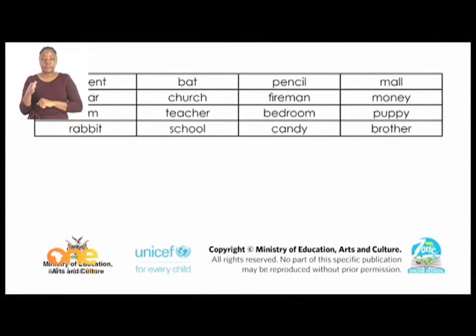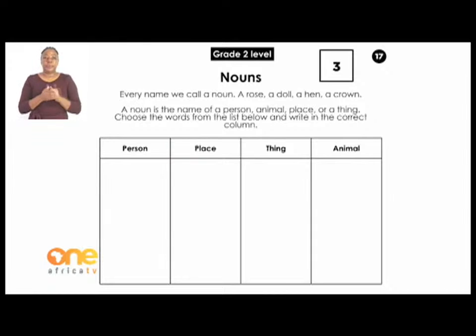We have the word pencil. Let's see. A pencil can't be a person. A pencil can't be a place. I don't think so. A pencil can't be an animal either. But a pencil can be a thing. It's something that we use to write. So write the word pencil under the column thing.